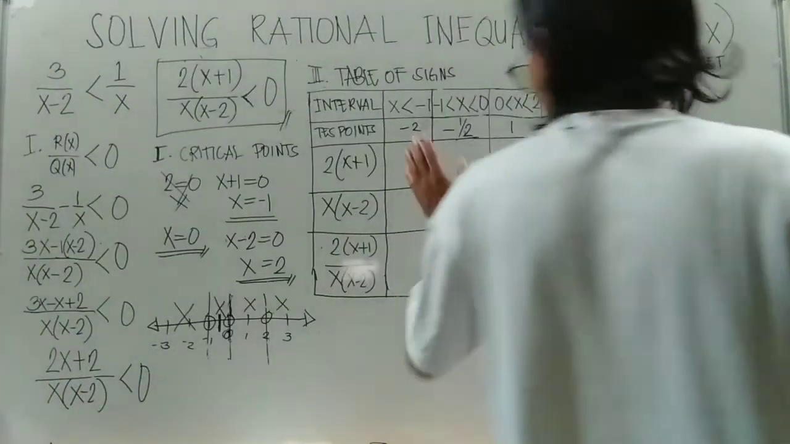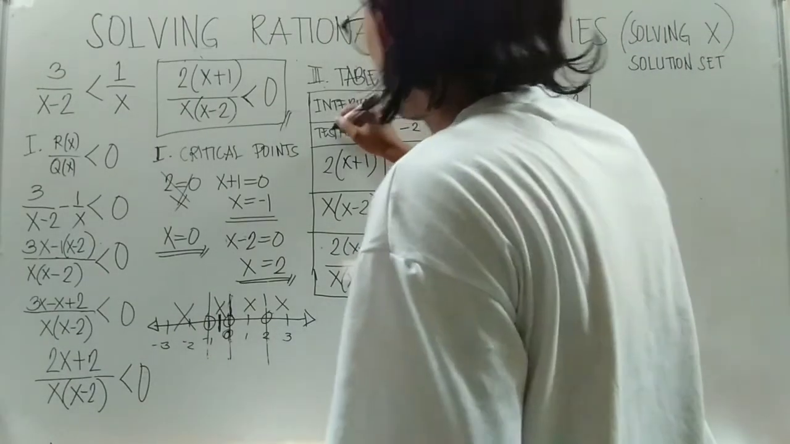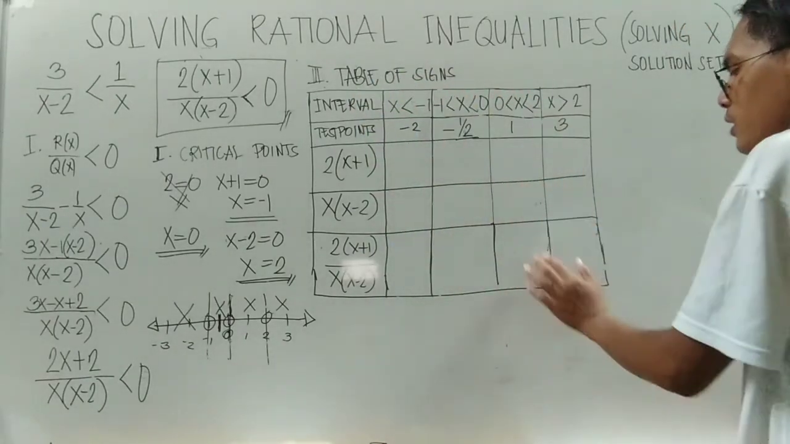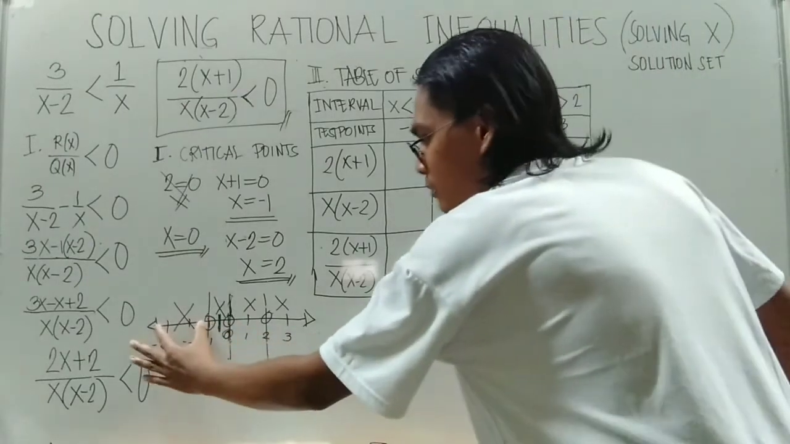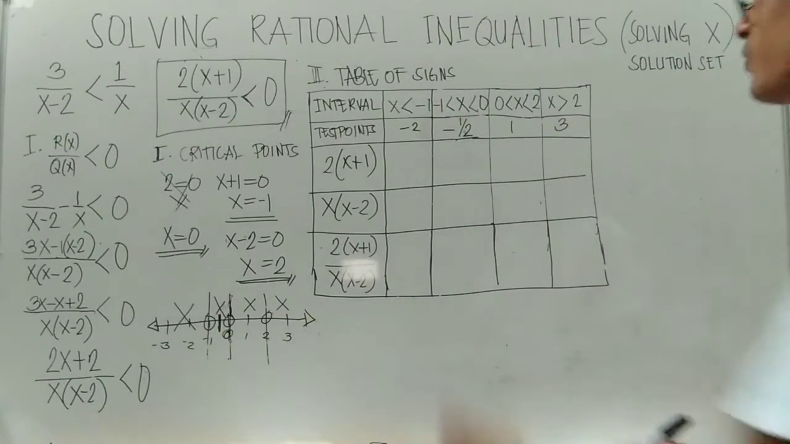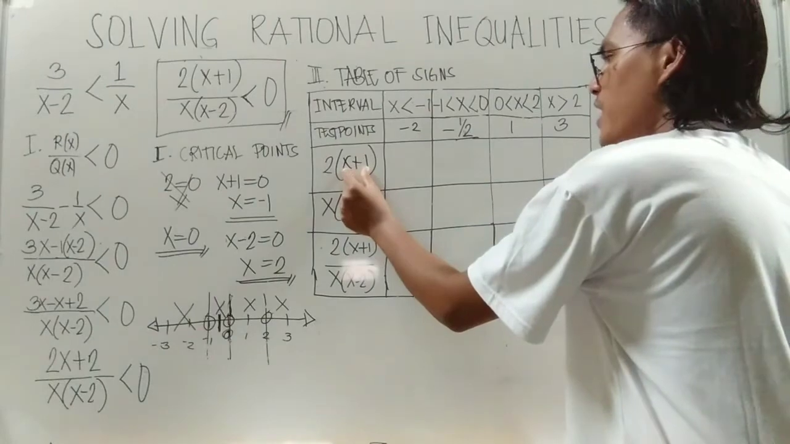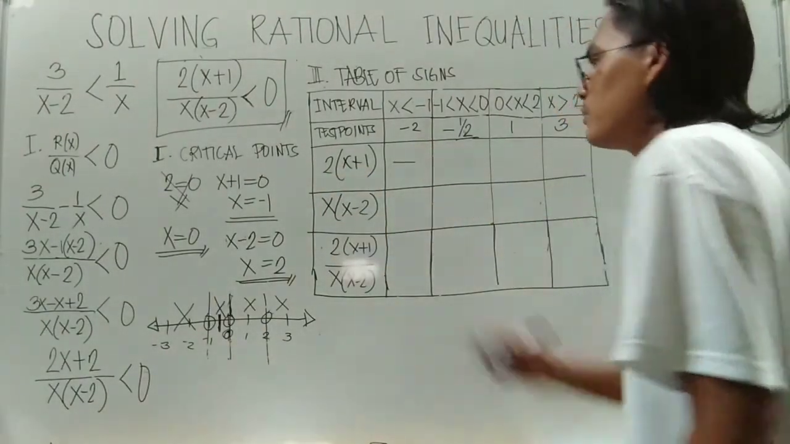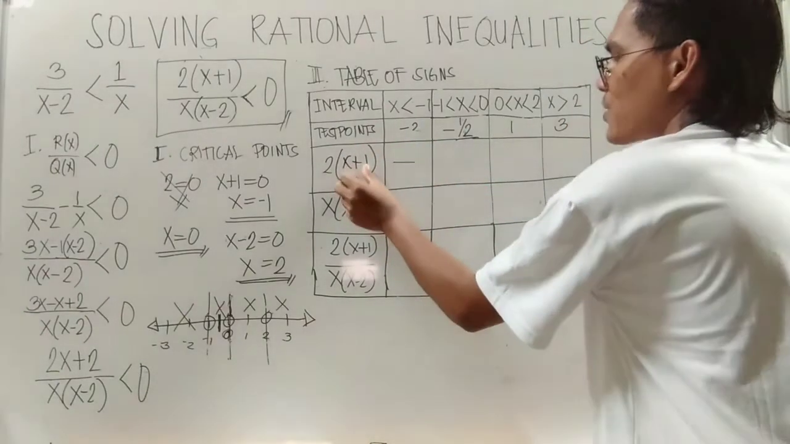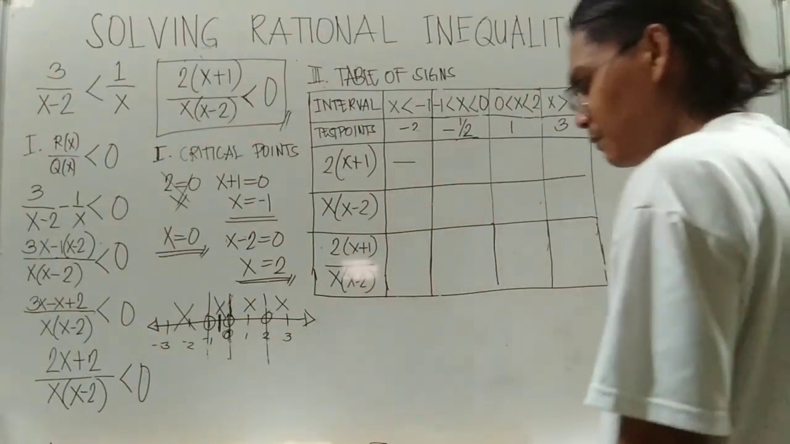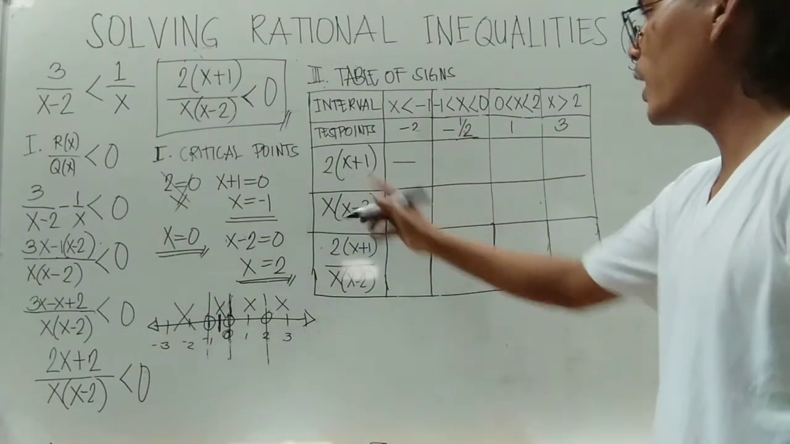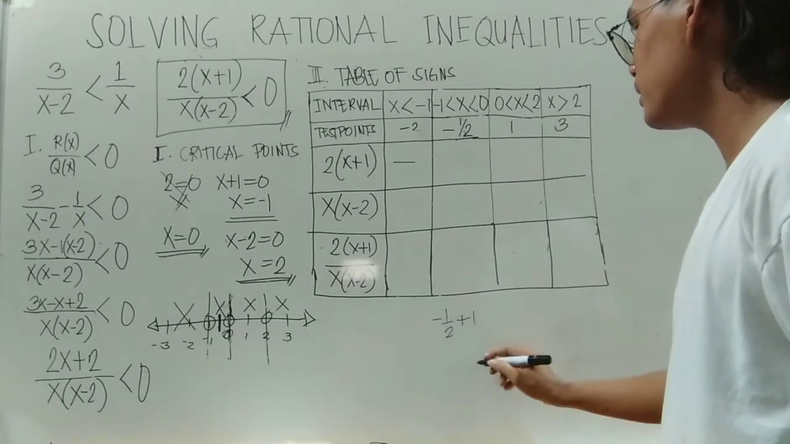Now let us verify these test points. The test points are used to test whether these intervals are part of your solution set or not. Is this interval part of the solution? This interval, or this interval? Okay? -2. So -2 plus 1 is -1 times 2, so you will have a negative answer. If you have time, just evaluate again. -2 plus 1 is -1 times 2 is -2. Okay? Then -1/2. -1/2 plus 1 times 2.